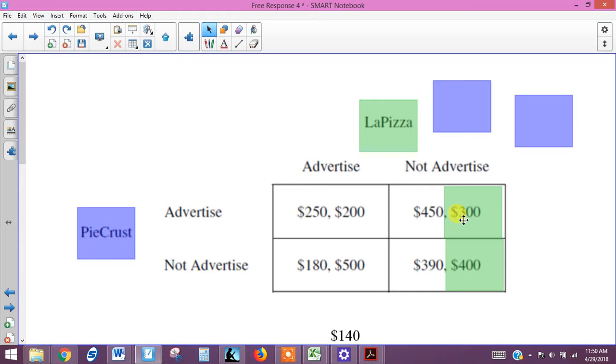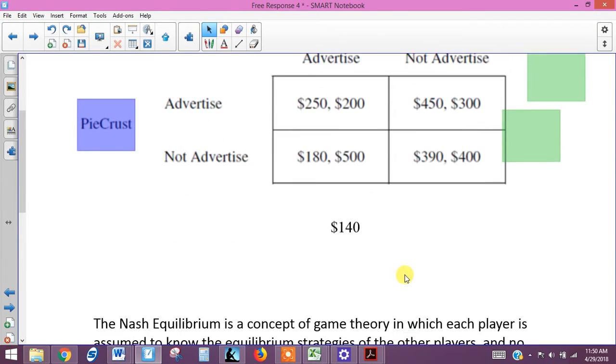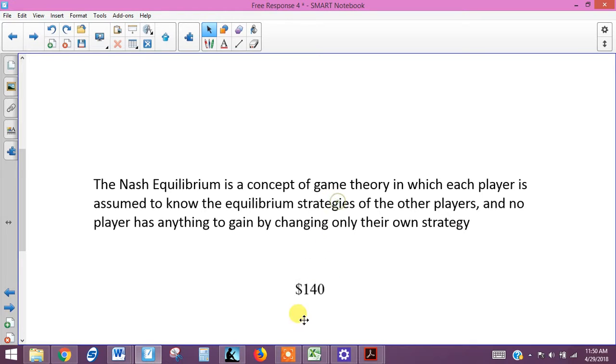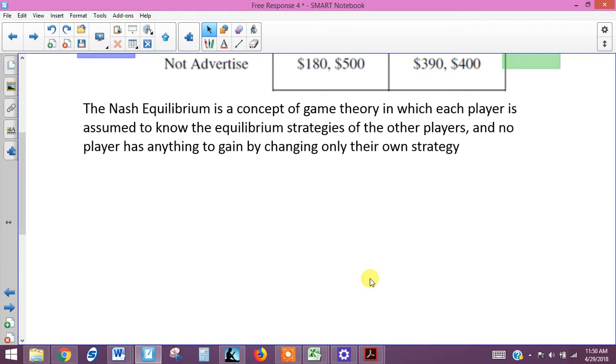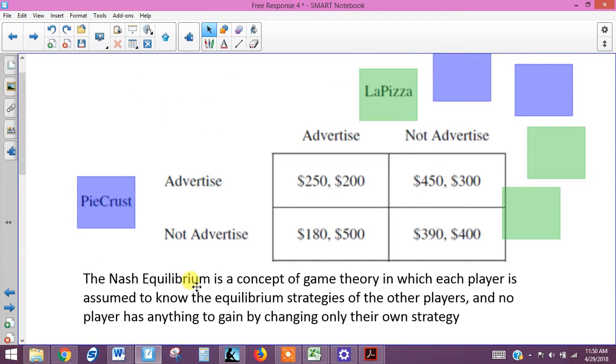So let's jump back over here and take all these out of the way, and we're going to look at each one of these, okay? Let me bring this back down here where it belongs because we're going to use it in a minute. But let's just think about what we mean when we say Nash equilibrium. That's going to be a place on this matrix where neither Pie Crust nor La Pizza is going to want to change because changing would make them worse off. Okay, we put a period right here.